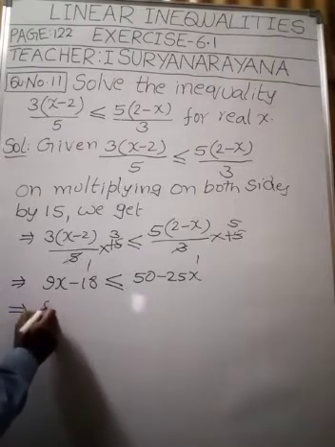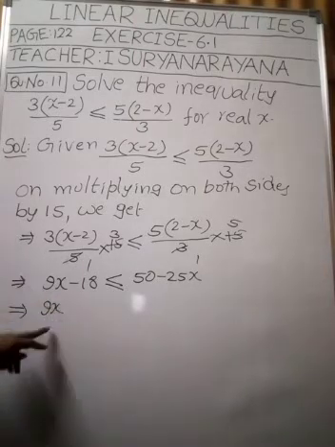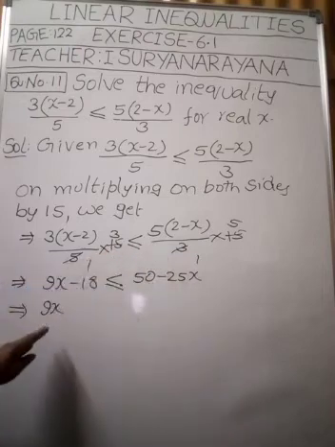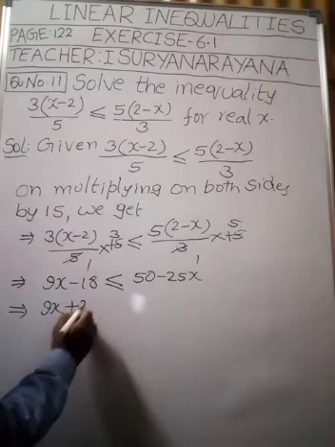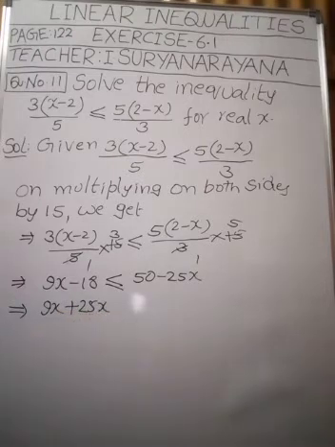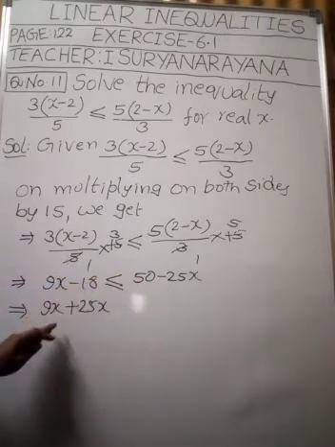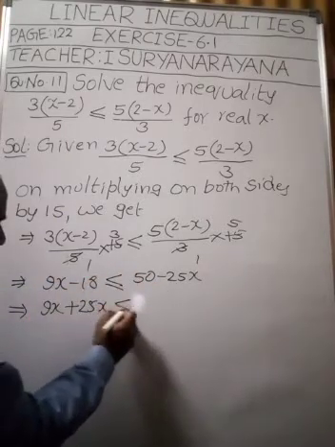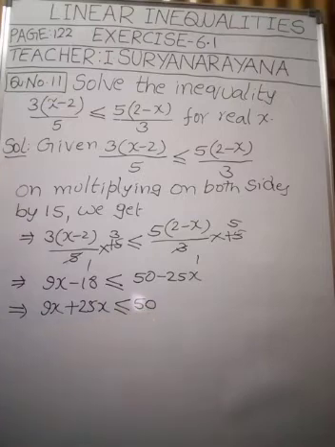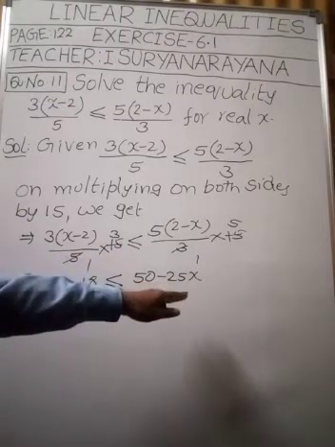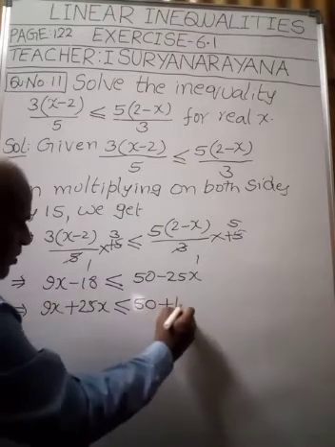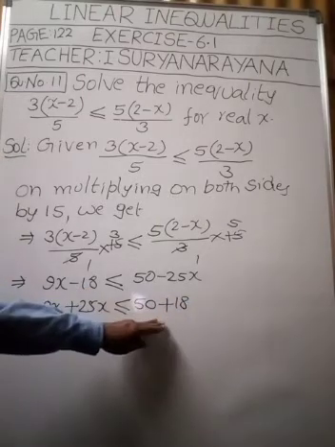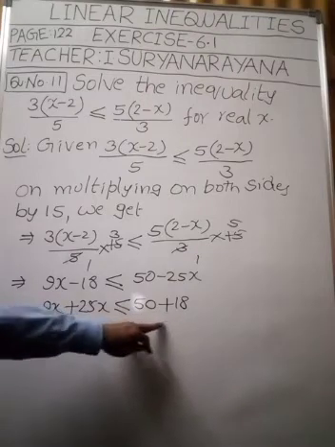Okay, my children? So 9x is already there in LHS. We are bringing this minus 25x to LHS. Then it becomes plus 25x. Isn't it, my children? Transposing this term, this side, less than or equal to 50. Here minus 18 is transposing to RHS. Then minus 18 becomes plus 18. Understood this RHS, my dear children? Right. Understood this step?